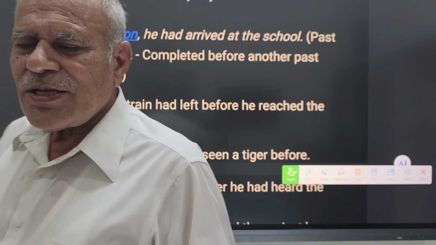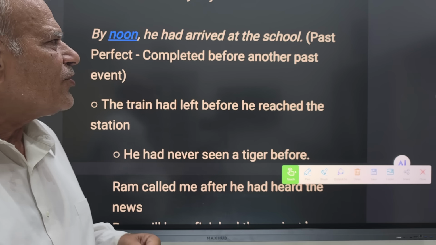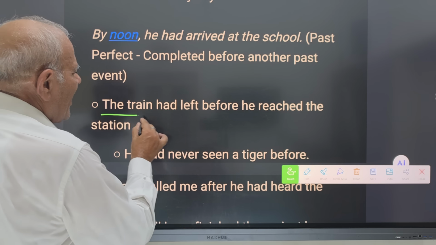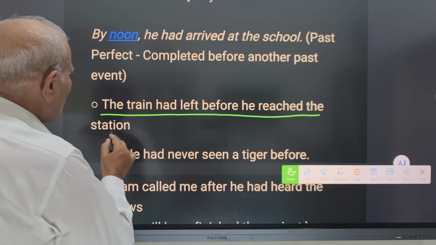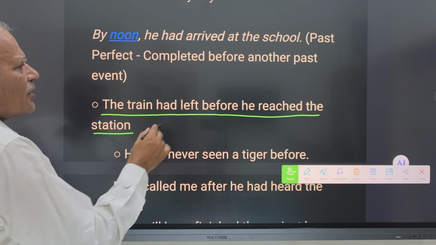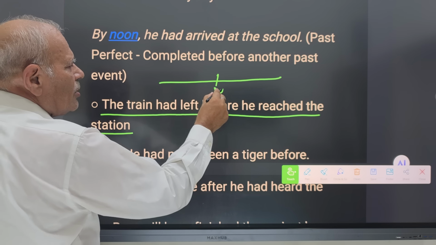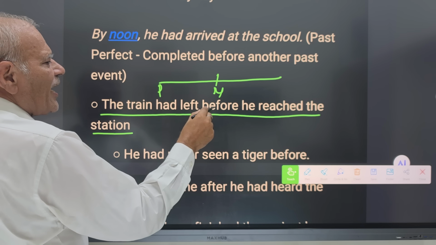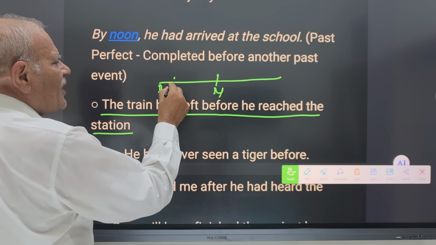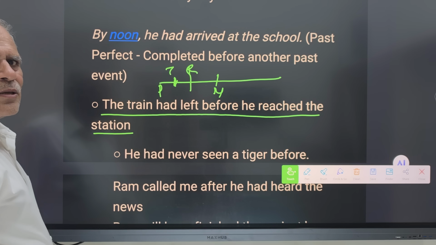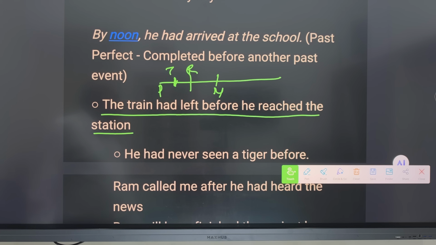Perfect aspect is used in past, particularly with had, when two events are there. This is known as past of the past. The train had left before he reached the station. Now see, this is the now, this is the past. The train left here and you reached here, so you could not catch the train.